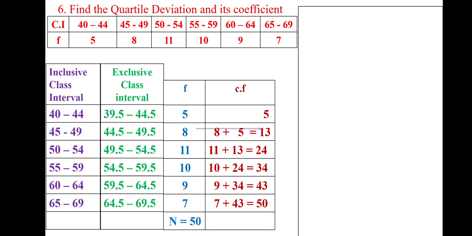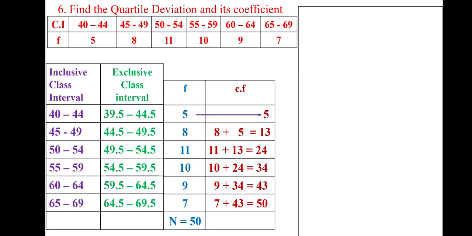So the first value is written as it is, then 8 plus 5 equals 13, 11 plus 13 equals 24, 10 plus 24 equals 34, 9 plus 34 equals 43, 7 plus 43 equals 50. In this way CF will be calculated. Again, remember this is a continuous class interval type. So we need to find the Q1 class, then Q1, the Q3 class, then Q3, and then we can go for the quartile deviation and then the coefficient of quartile deviation.